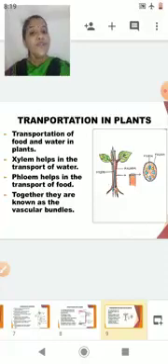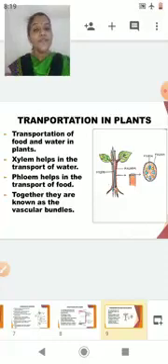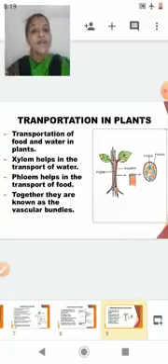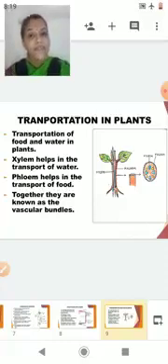Whereas you know that the leaves prepare the food, so food from the leaves needs to be supplied to the different parts of the plant, and that work is done by a tissue called phloem. Together, the xylem and phloem are collectively called vascular tissue.